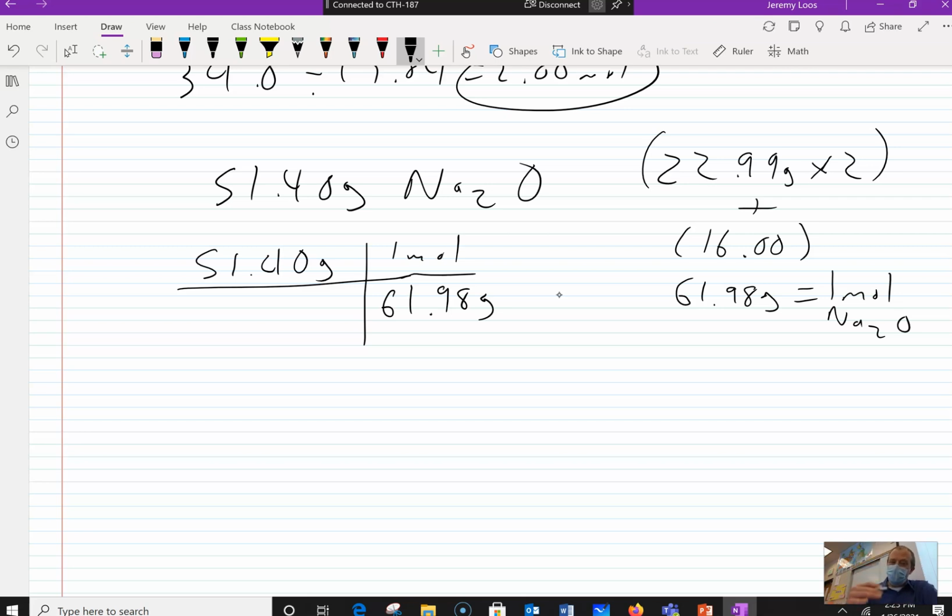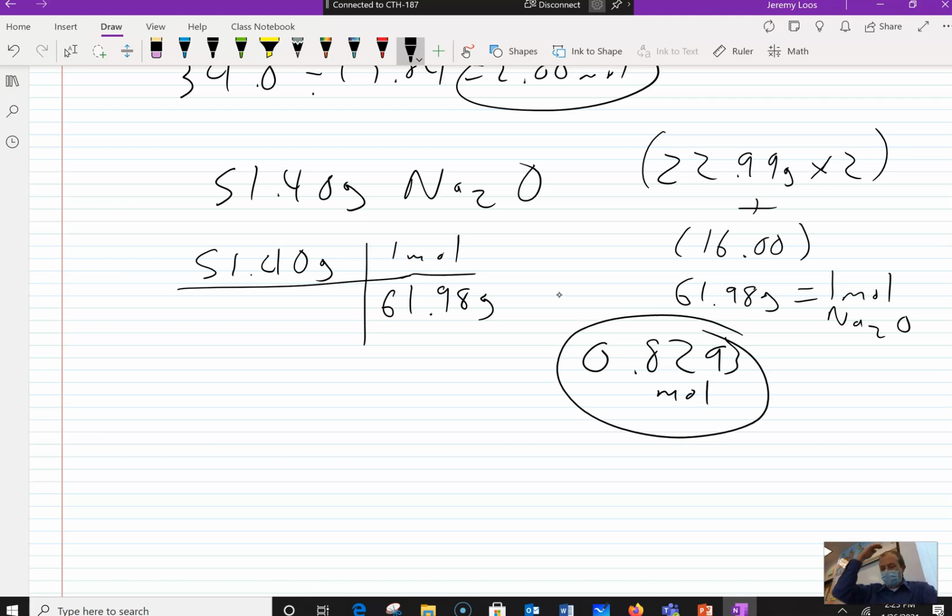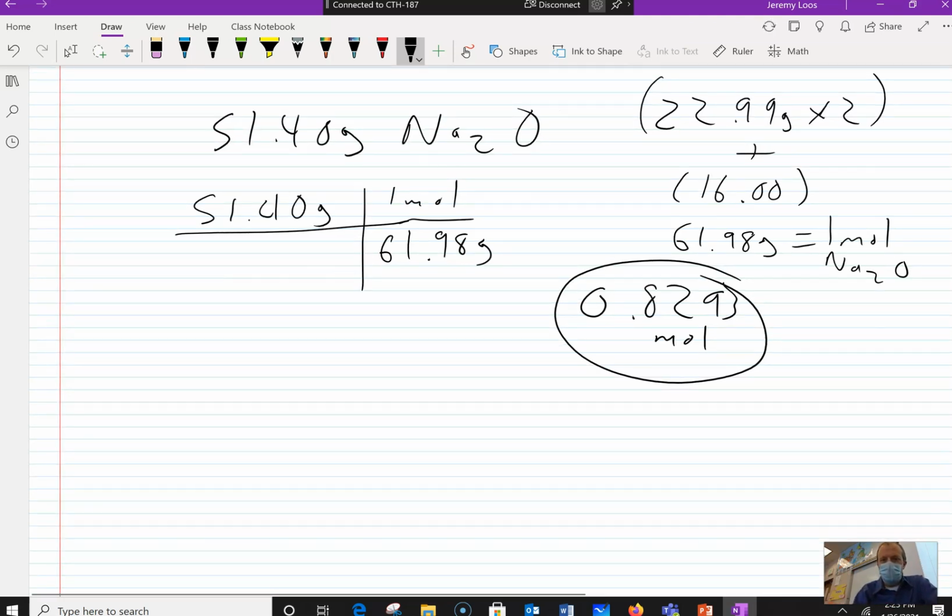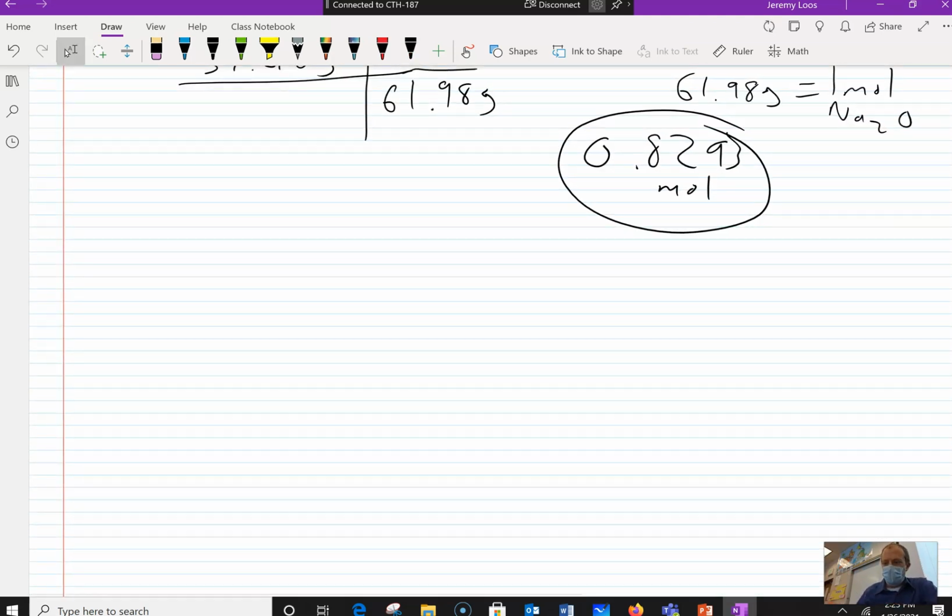But yeah, it should be 54.10 divided by 61.98. We can have 4 sig figs here. It's something like 0.8293. Now again, I did post the key to Schoology. If you're looking later, if your answers are varying from these by a little bit in the last digit, that's going to happen due to rounding. But that's kind of the ballpark that we want to be in.